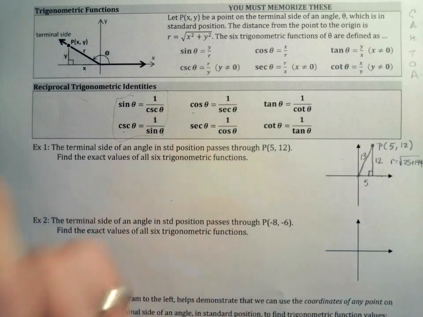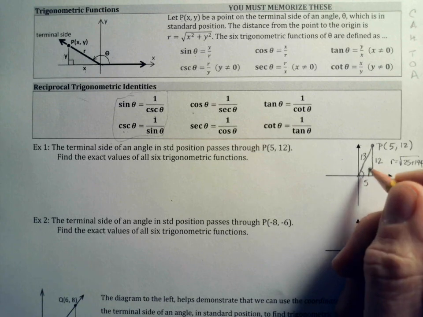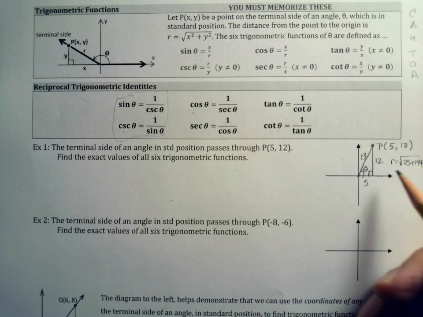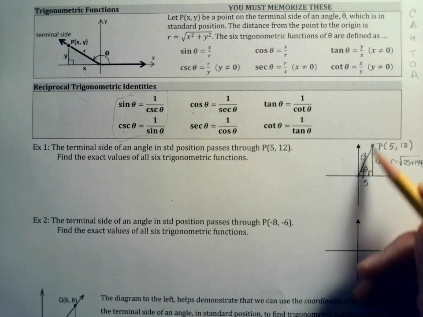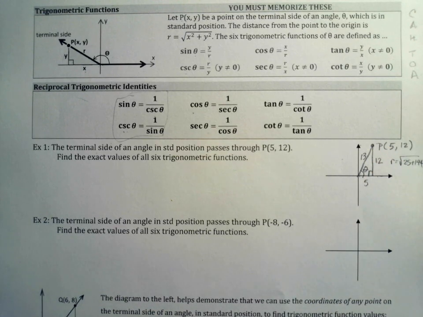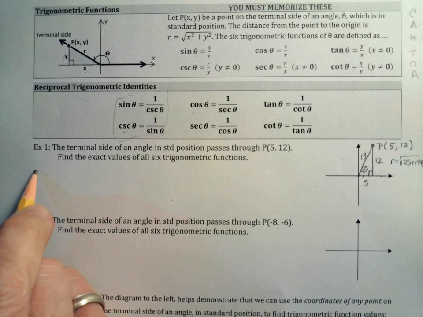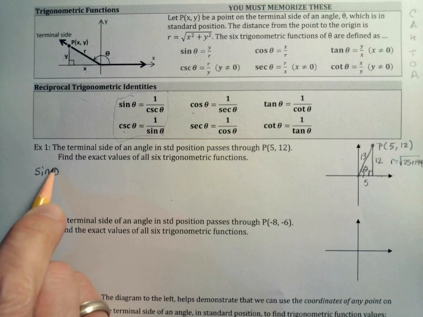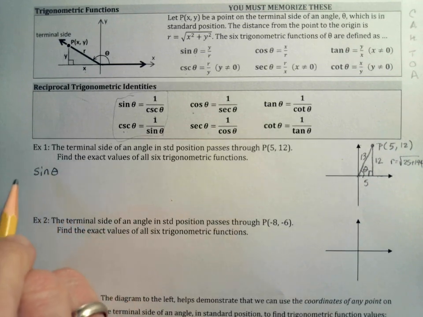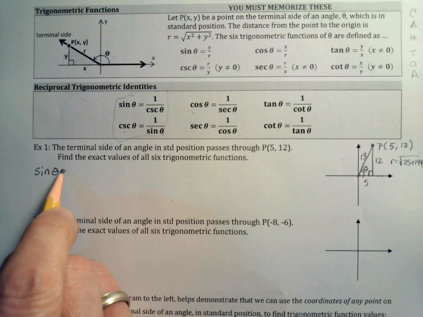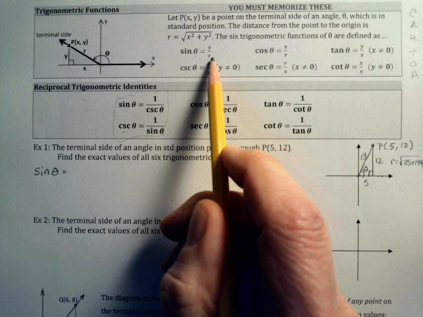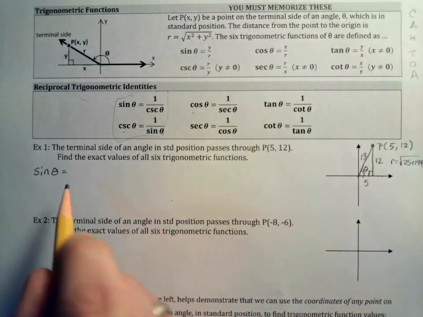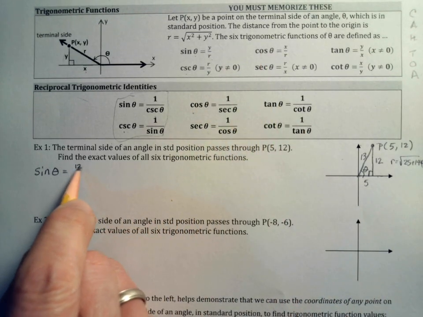Okay, so now, again, here's the angle, theta, in standard position, starting at the x-axis, going over to our hypotenuse, if you will. So what is the sine of theta? We don't know what theta is. We don't know what the angle is, but what is the sine of the angle? So sine of theta, and again, sine of theta is y over r, and so that would be 12 over 13.